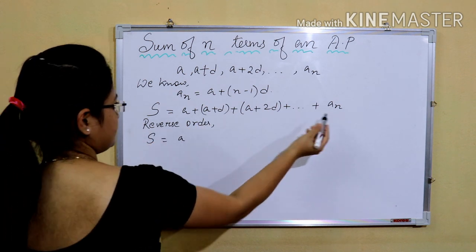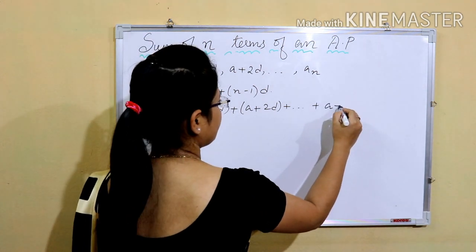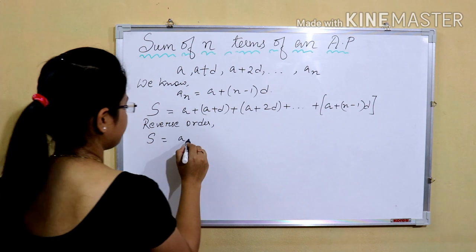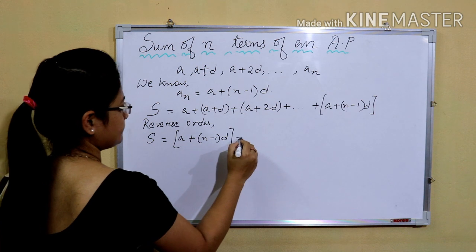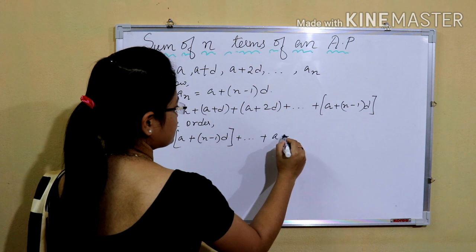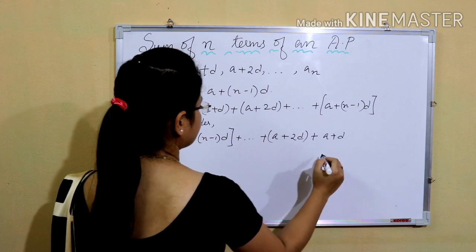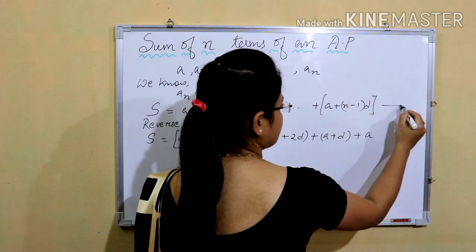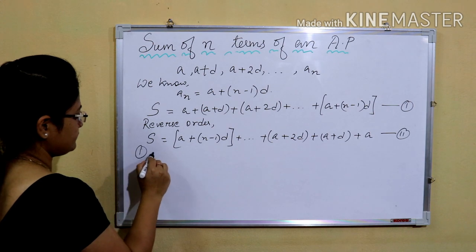an. In place of an I can write a plus n minus 1 d. So a plus n minus 1 d, ... a plus 2d, a plus d, plus a. Let me consider this as equation 1, this is equation 2. So equation 1 plus equation 2.